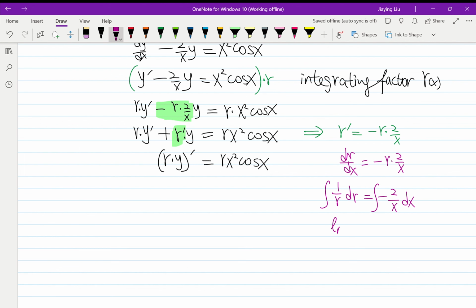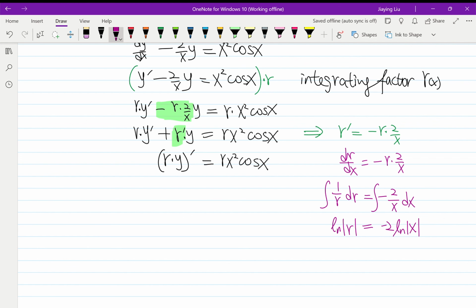So I get natural log absolute value of r is equal to negative 2 natural log. Negative 2 comes outside, then it's 1 over x dx, so that's natural log of absolute value of x. You probably want to add a constant c. In fact, we don't need to add the constant c here, because if you add a c at this point, eventually that c will be absorbed into the constant on this part when we integrate. So we just don't write the c there. You could, but it doesn't make a difference.